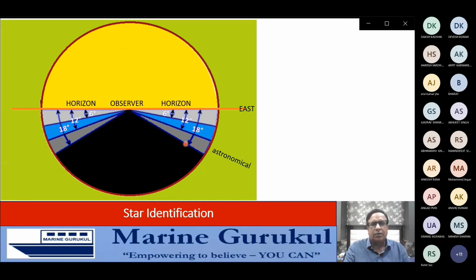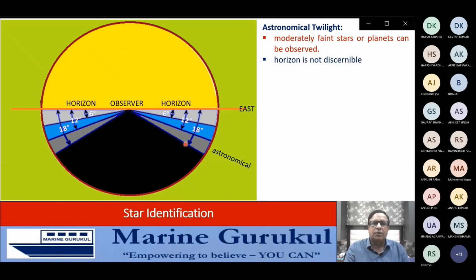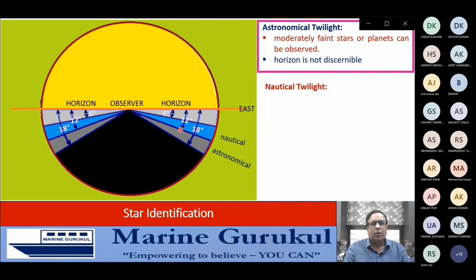Now, during this astronomical twilight, practically all stars and planets are visible because it's reasonably dark. However, the horizon is not discernible because of the lack of light. And therefore, during this period, astronomical observations or sights may not be possible because the horizon is not clearly visible. When the sun's center reaches 12 degrees below the horizon, that is the time when nautical twilight starts. Now, during nautical twilight, obviously, the lighting has improved.